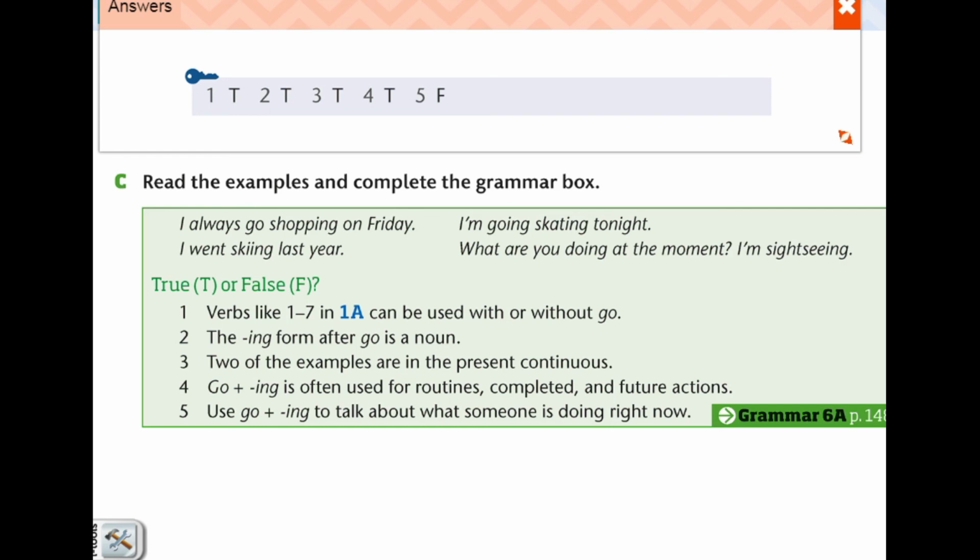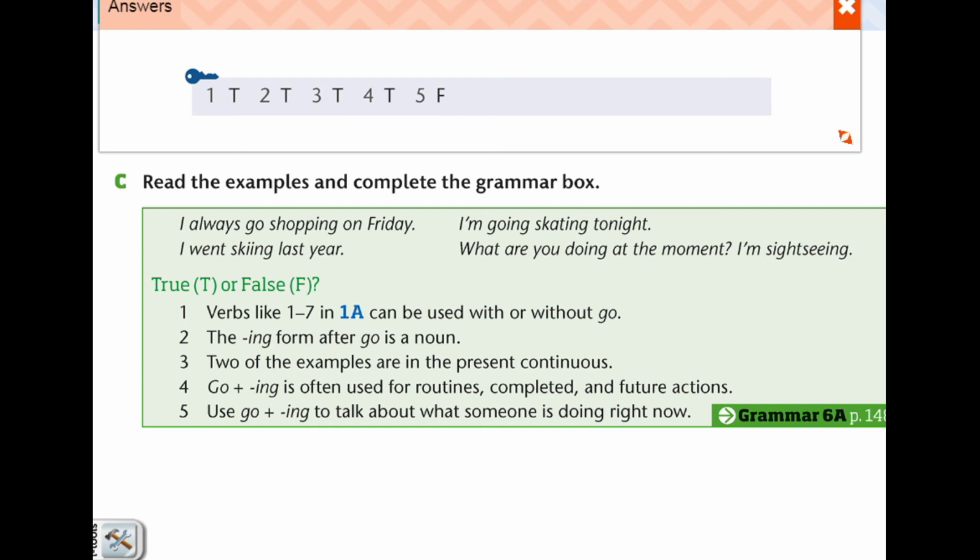The action is over, completed. Or future. I'm going skating tonight, so you're going to do that tonight in the future. So you can use it for simple present, routines, completed actions in the past, or future actions. So it's true. And the last one, number five, can we use go plus the ing to talk about what someone is doing right now in the moment?